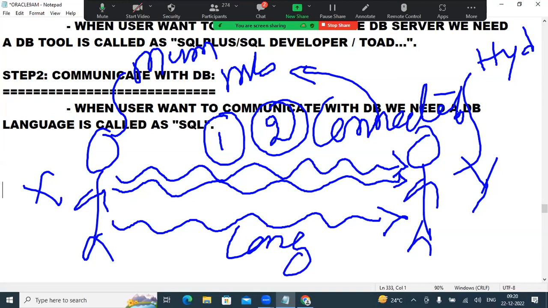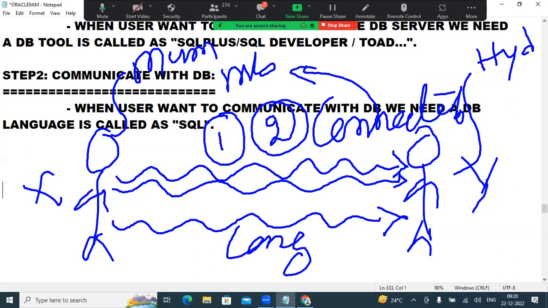Which language the two people will be using here, that language should be known to both of them. Yes or no? So X person should know the language, and Y person should also know it. If both know the same language, then communication is very easy.